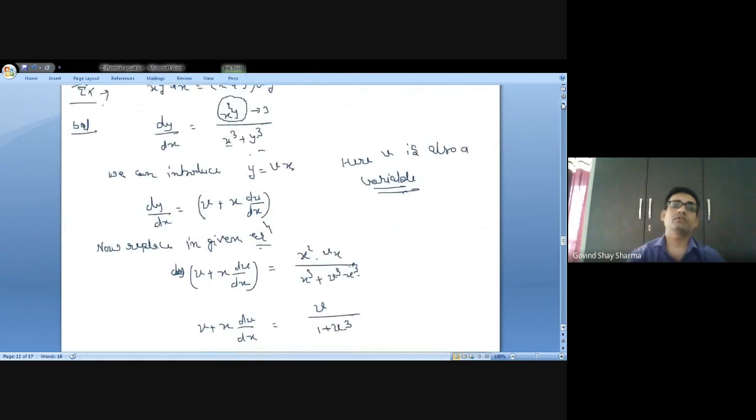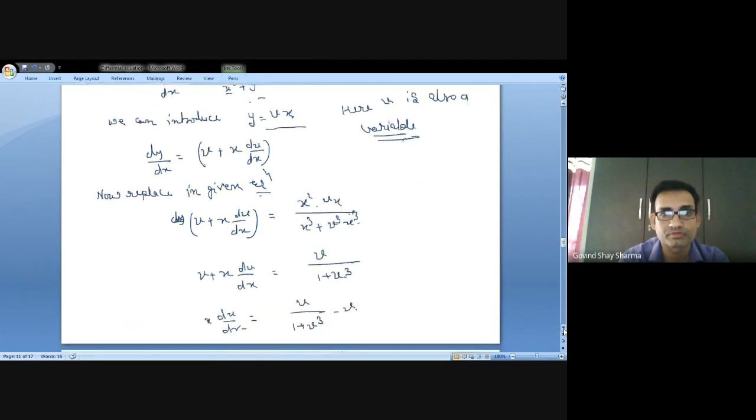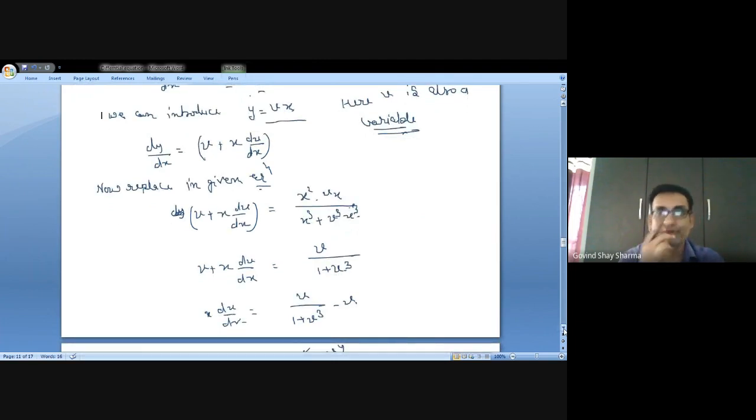This is a homogeneous differential equation because all terms have the same degree. So we introduce y = vx, where v is also a variable, and dy/dx = v + x dv/dx. Now we replace this in the given equation: v + x dv/dx becomes x² · vx upon x³ · v³ upon... So v + x dv/dx is equal to v/(1 + v).